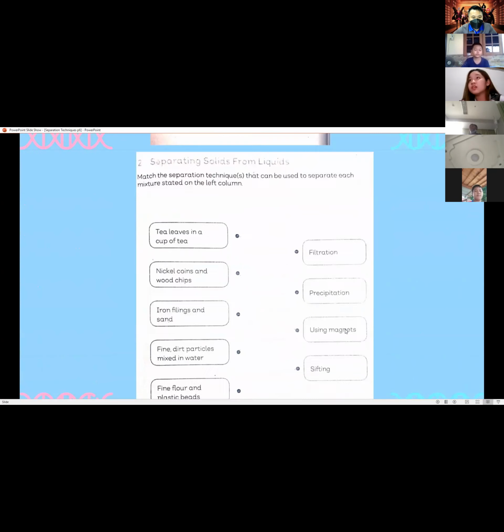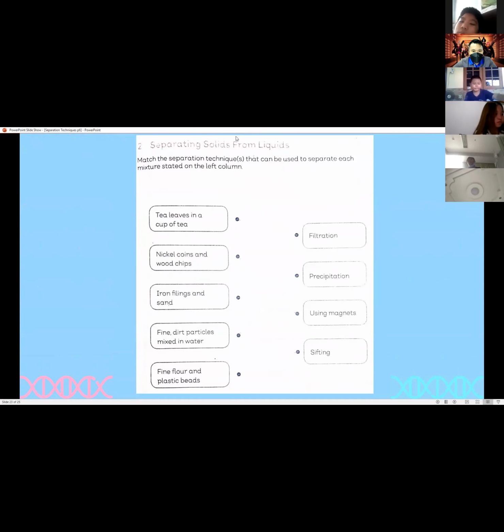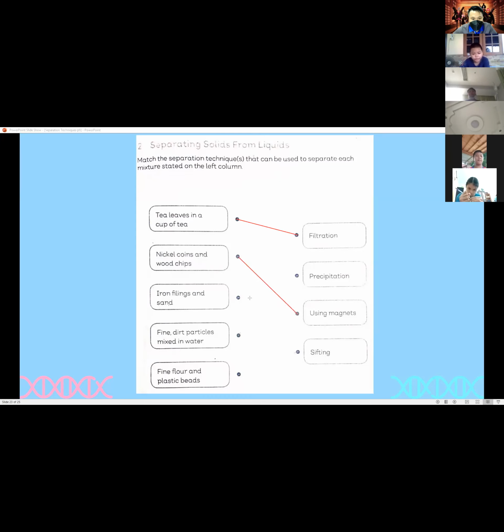So next. So here, tea leaves in a cup of coffee. So how can we separate them? Filtration. Okay, so that is the filtration. Nickel coins and wood chips. Using magnets. Iron filings and sand. Using magnet.